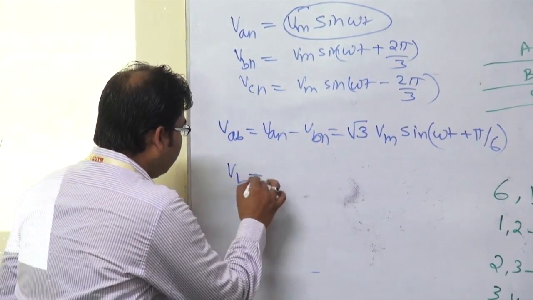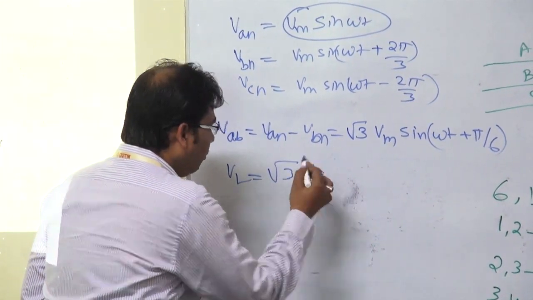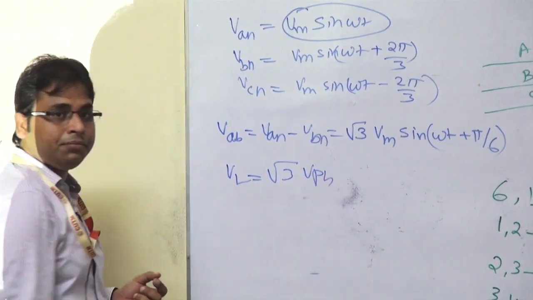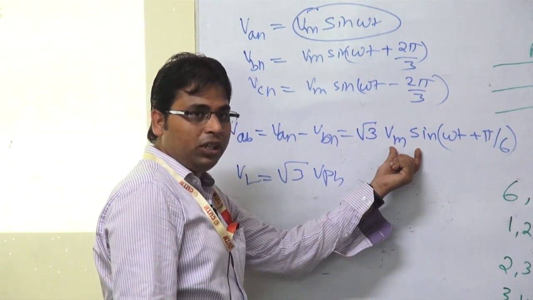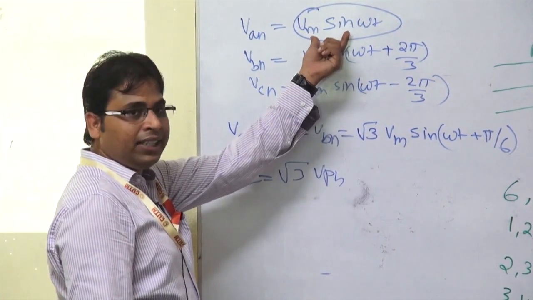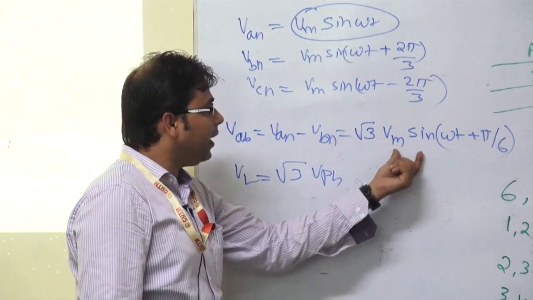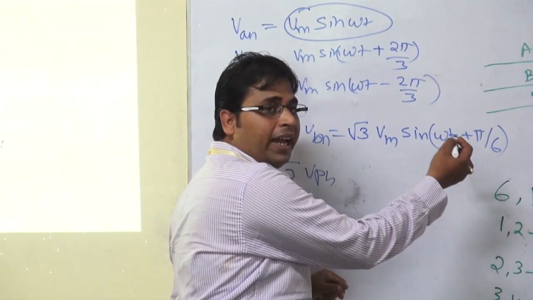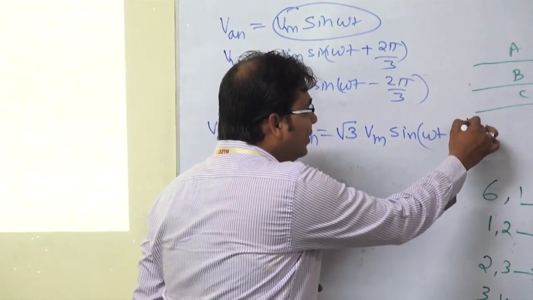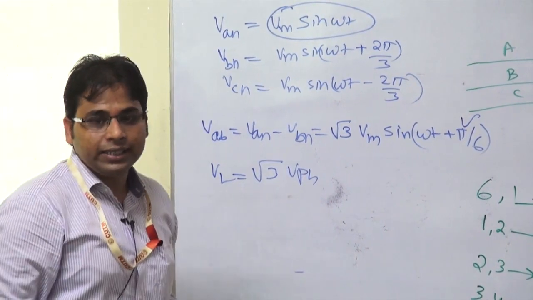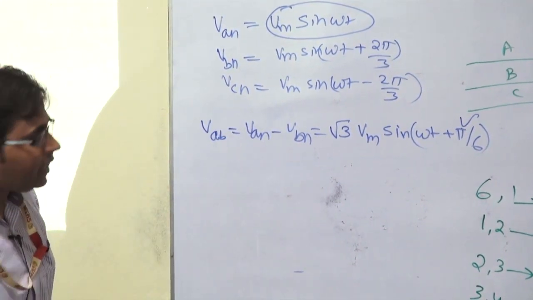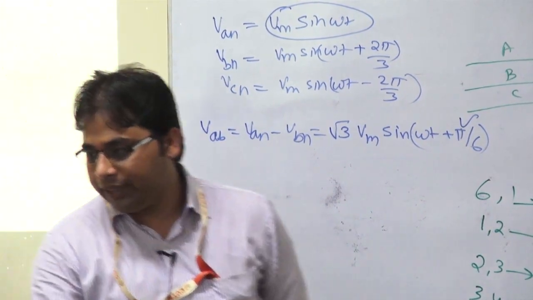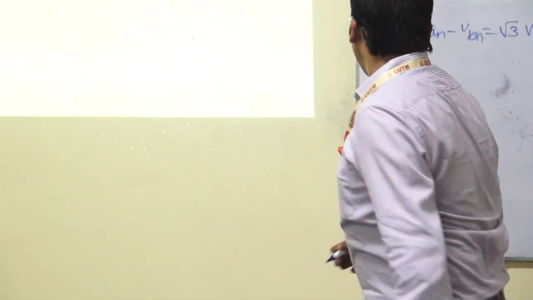Just as you told me, this is the relation for the phase voltage. So root 3 times the phase voltage will lead by 30 degree, so plus pi by 6. Now let us find the output voltage. Now tell me from where to where I will integrate.